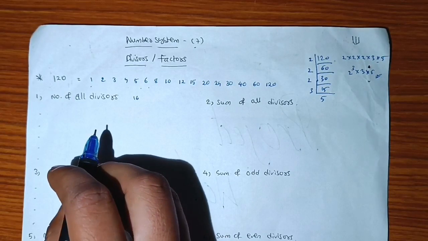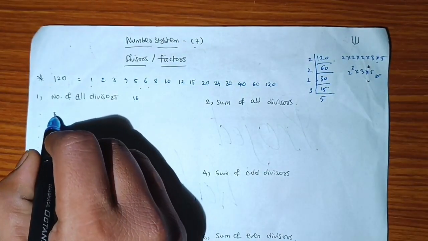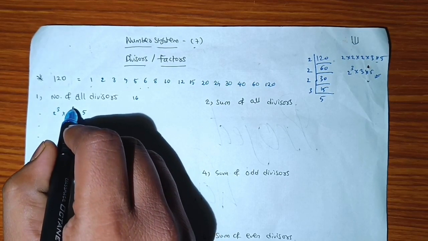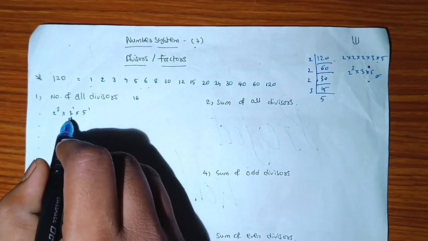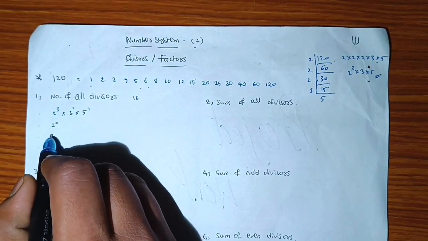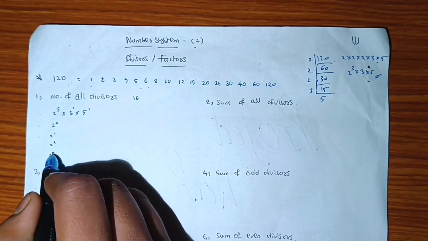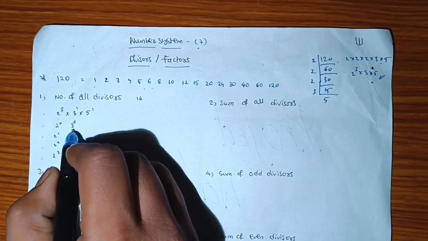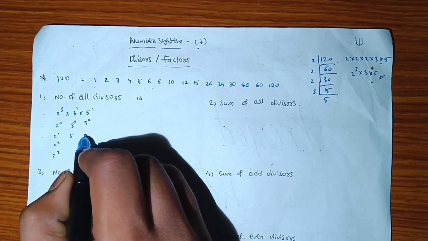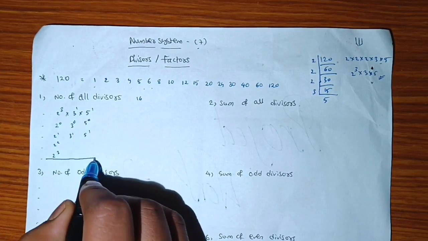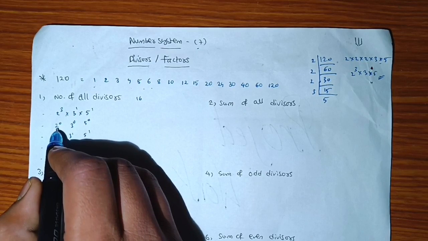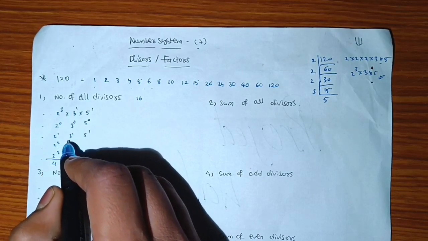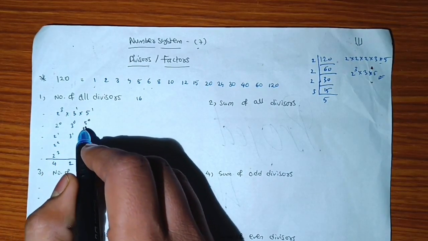Now our trick: use 2 power 3 into 3 into 5. 3 is simply 3 power 1, and 5 is simply 5 power 1. Now write it this way: 2 power 0, 2 power 1, 2 power 2, 2 power 3, so up to the power 3 you need to write. Again write 3 power 0, 3 power 1, and 5 power 0, 5 power 1. Count here: 1, 2, 3, 4, so 4 terms. Count here 1, 2, again here 1, 2.